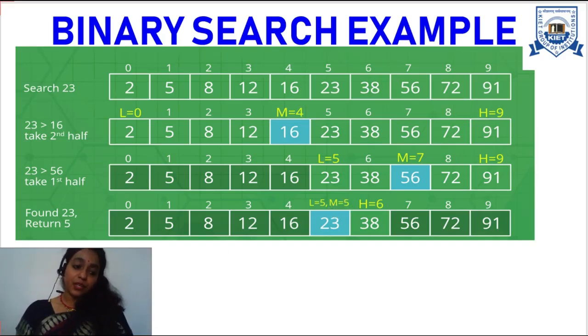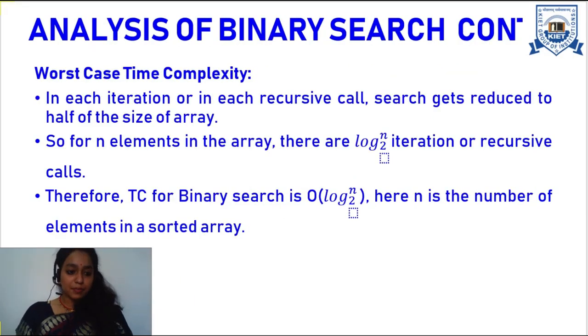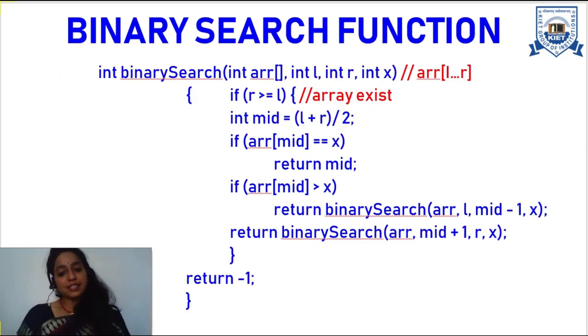Okay, so with this binary search, we can also find whether the element exists in the array or not. Let's talk about the function. Suppose this is an array where elements are needed to be searched. The lower bound of the array is L, the upper bound of the array is R, and the integer element to be searched is an element X.